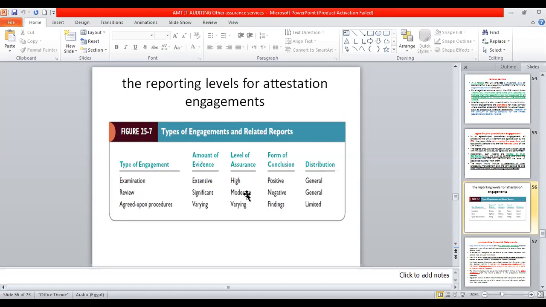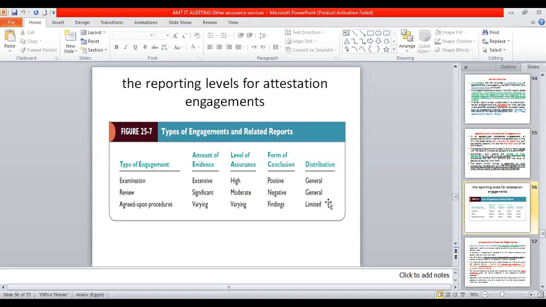In review, the auditor will provide a moderate level of assurance. At the same time, his conclusion will be limited, as the auditor will provide a negative assurance. The auditor will also try to accumulate significant evidence to form his conclusion. Distribution of the review report is general and can be distributed to all the stakeholders, also as in the examination.